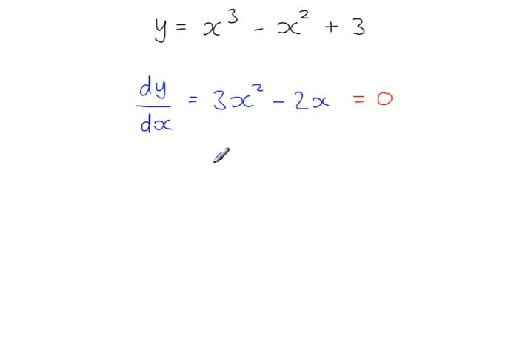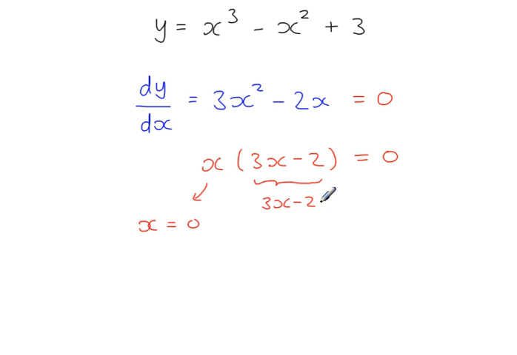So now if I factorize, I've got x brackets 3x minus 2 is equal to 0. So that gives x equals 0 from this, and this factor here, 3x minus 2 equals 0. Take the 2 over, divide by 3, x is equal to 2/3. So this has shown that this curve has 2 stationary points, and these are the x-coordinates for those stationary points.